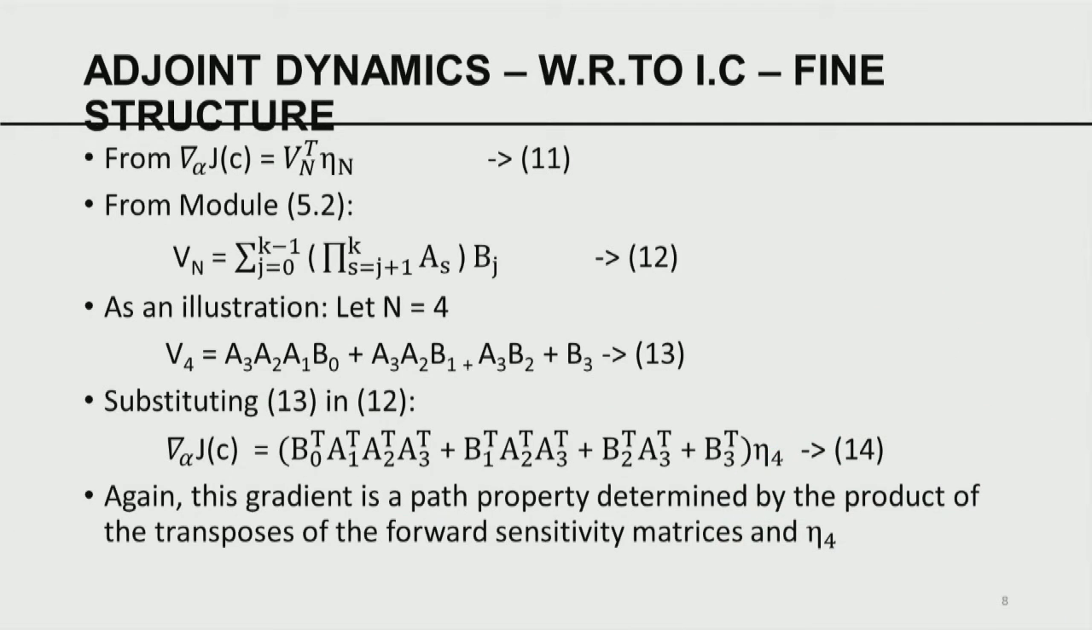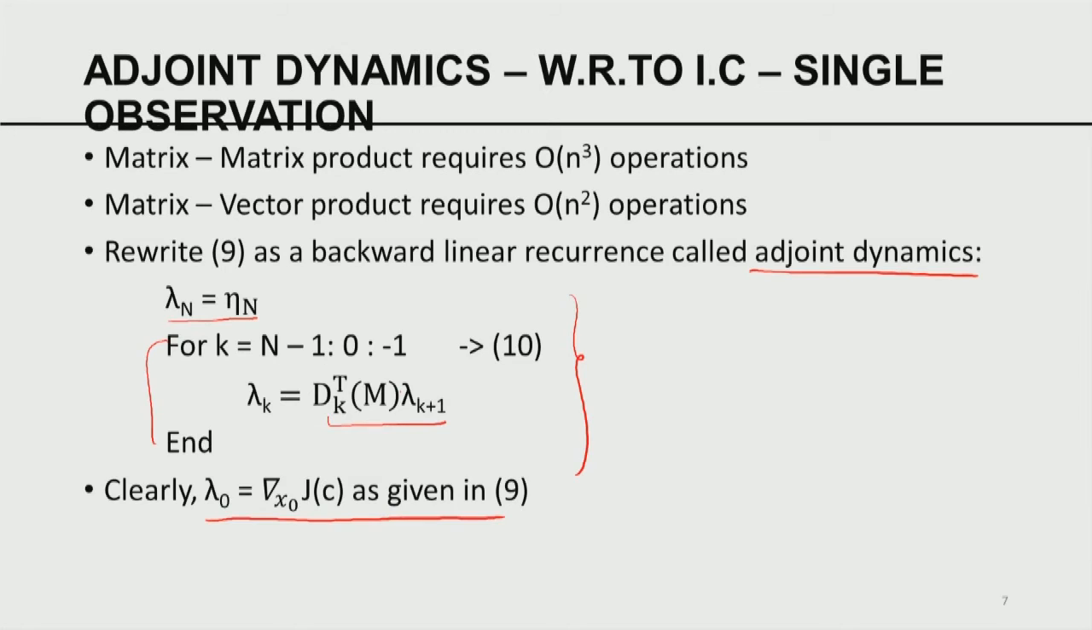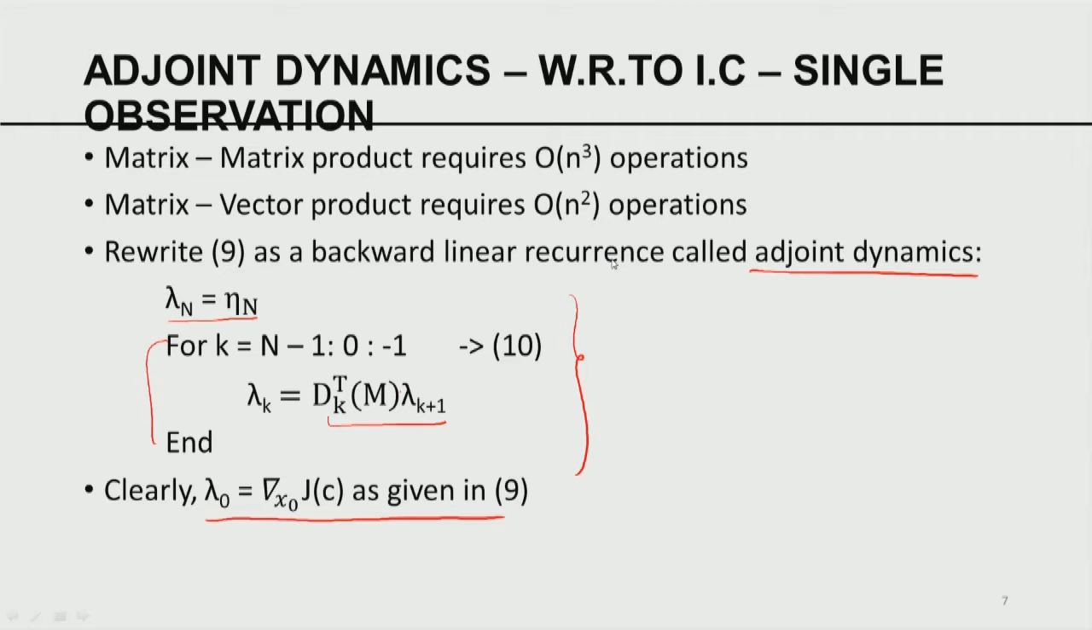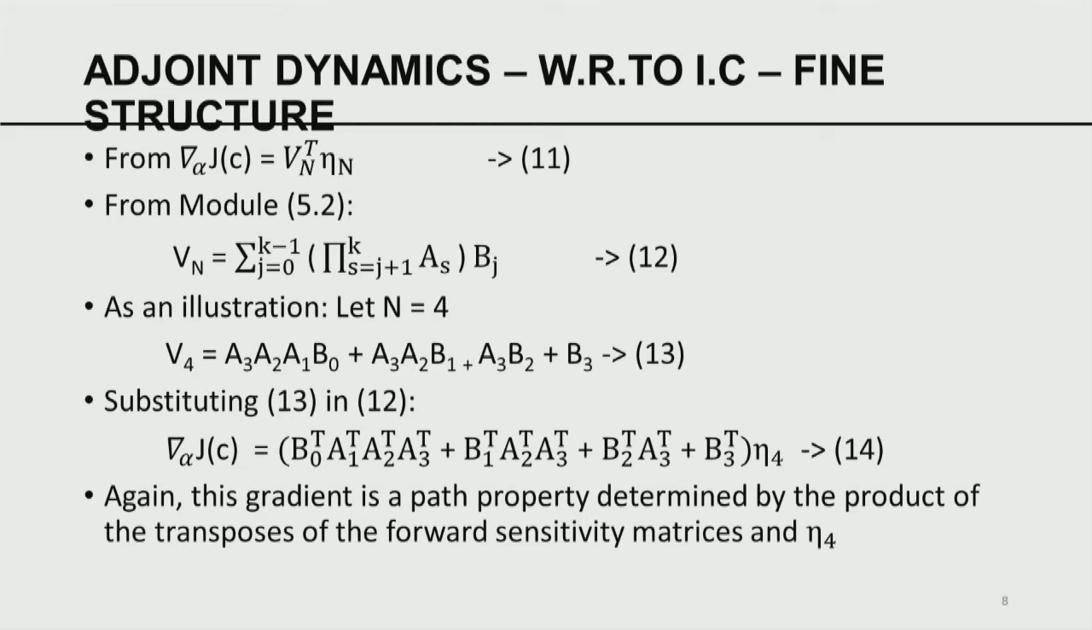So this is a summary of the 4DVar. The fine structure is what we have talked about. I have already talked about the fine structure with respect to the initial condition, which is given by 9. We also talked about how the adjoint sensitivity is calculated in 4DVar. Now I am going to explore the adjoint sensitivity with respect to the parameter.